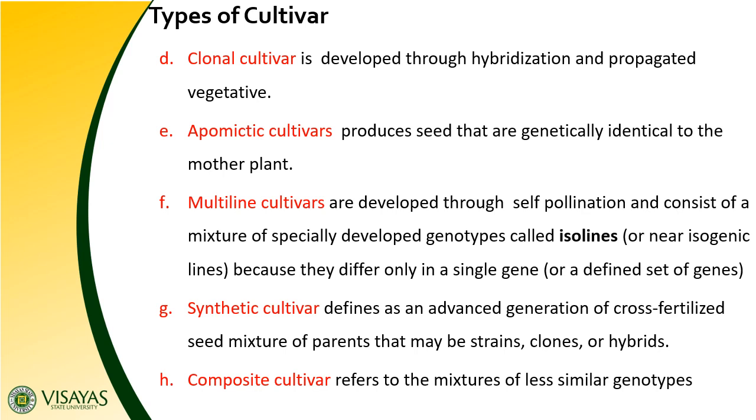So the last, the composite cultivars, these are mixtures of less similar genotypes. So among the three, the composite cultivar is the mixture of very different cultivars or very different lines or genotypes. Because as you can see here, this involves a mixture of less similar genotypes. So among the three, the most varied in components is the composite cultivar.